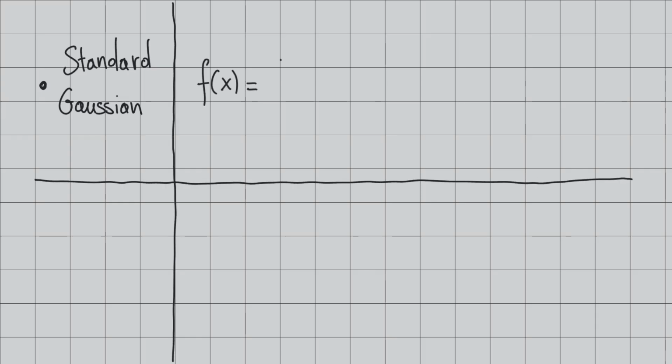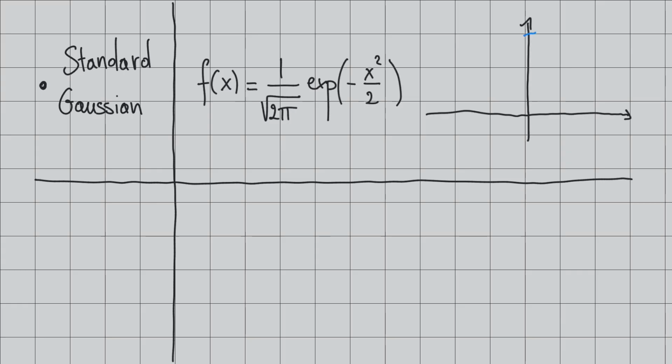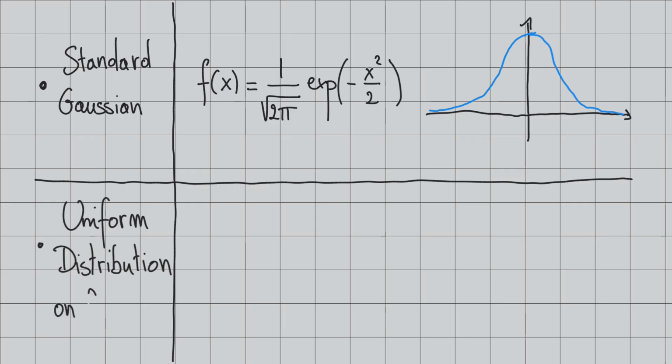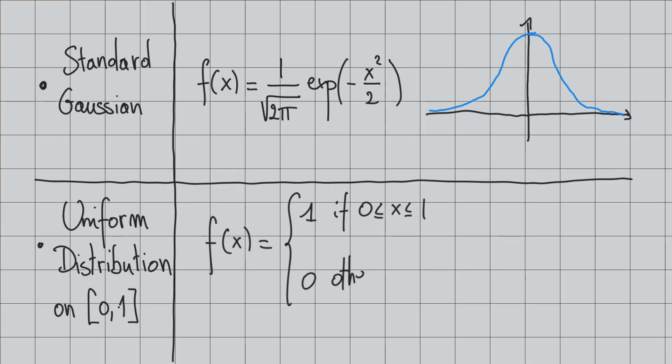The standard Gaussian, which corresponds to a function f of x equals 1 over square root 2 pi times exponential minus x squared over 2, whose curve has this bell shape, and the uniform distribution on the interval 0, 1, which corresponds to the function f of x equals 1 if x is between 0 and 1, and 0 otherwise.